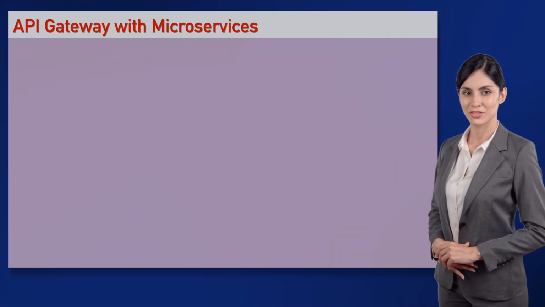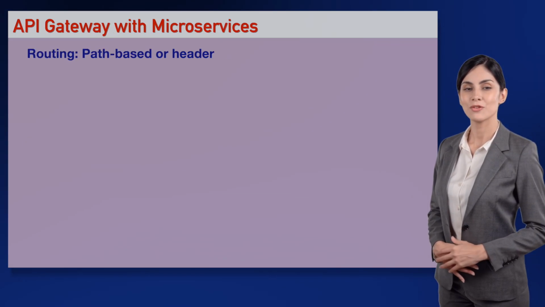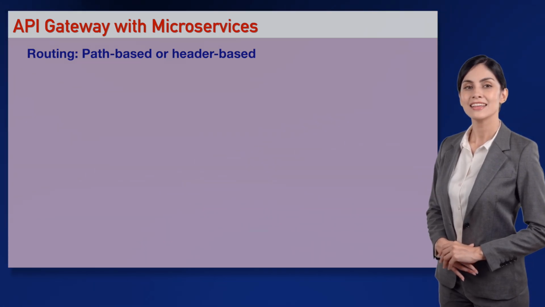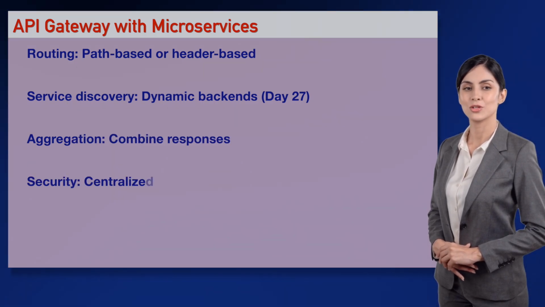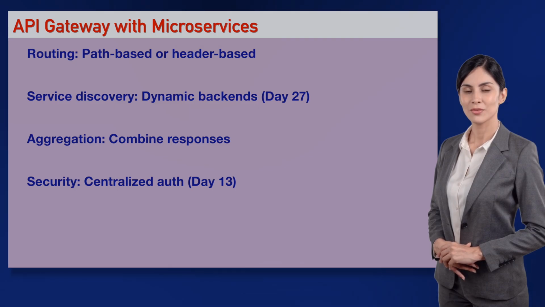API gateway with microservices. Use path-based or header-based routing to direct requests. Leverage Day 27 service discovery for dynamic backend locations. Aggregate responses from multiple services into one call. Centralize security with Day 13 authentication and authorization.